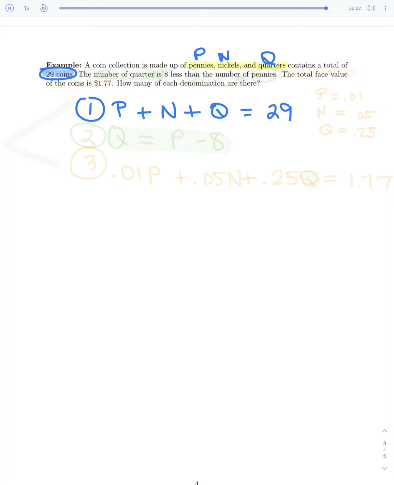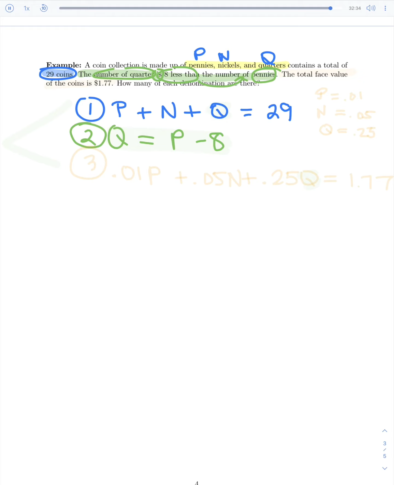The next equation comes from just the next sentence, which says that the number of quarters is 8 less than the number of pennies. So the number of quarters, which is our Q, equals 8 less than. That means you're going to take away 8 from what? From the number of pennies, P. So you're taking away 8 at the end from the pennies.